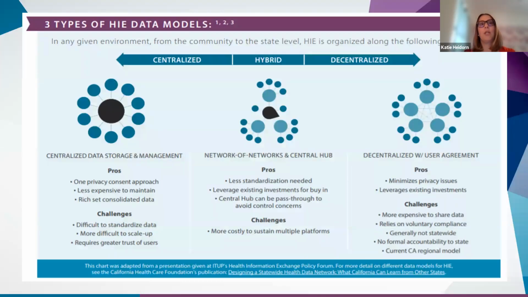So when we look at health information exchange, there are different ways that we can actually share. So we talked about different ways to share data, but then there are also different ways, going up to the higher level instead of just being at the point of sharing the data, in which those individual data sharing things are organized. You can have a central repository where things are really centralized. You have one privacy consent approach. So we've minimized one of those challenges, but it's really hard to standardize all that data, difficult to scale up, and requires a lot of trust among everyone to actually give all of their data into that centralized place.